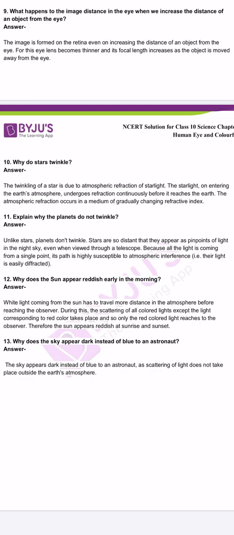Next question is, why does the sun appear reddish early in the morning? At the time of sunrise and sunset, the sun is near the horizon, and from that horizon point the light has to cover many thicker layers and a longer distance. So the light of shorter wavelength gets scattered away in the path. The light which reaches our eyes is of longer wavelength, and longer wavelength is of red color, so it appears red. And the last question is, why does the sky appear dark instead of blue to the astronauts? Because in space there are no particles to scatter the light, so the sky appears dark.